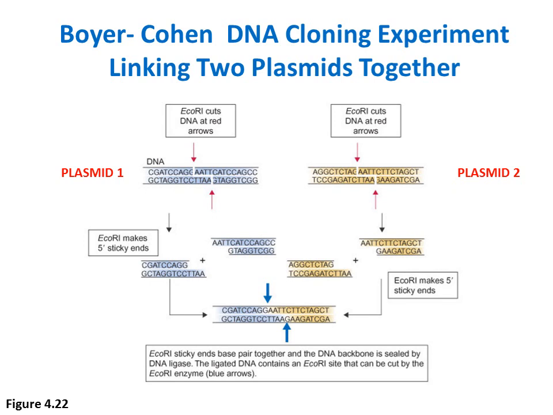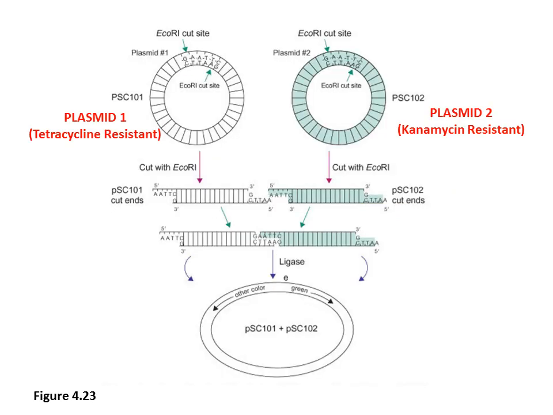They cut both of these plasmids with EcoR1 and joined the two together and made a huge circular plasmid. So it looks something like this. So they took the plasmid Stanley Cohn 1 and they mixed it with plasmid Stanley Cohn 102. The first plasmid, as I mentioned, had the tetracycline resistance gene. The second plasmid had a different antibiotic resistance gene called kanamycin.